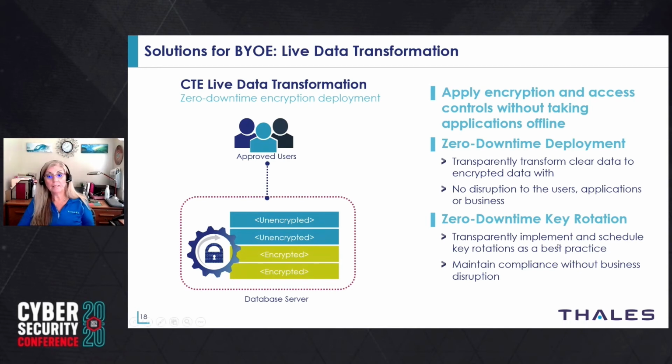The other feature that this provides is zero downtime for key rotation. It allows you to schedule and automate key rotation. What does that mean? If I create a key today, and a year from now I want to rotate that key, I can schedule that key rotation a year out so that when that next year rolls around, I don't have to remember, oh, I need to rotate this key for compliance mandate reasons. It's already been scheduled. It's already going to take place. So that's another feature of Live Data Transformation. And this feature works in conjunction with CipherTrust Transparent Encryption, and it's supported on Windows, Linux, and AIX operating systems.